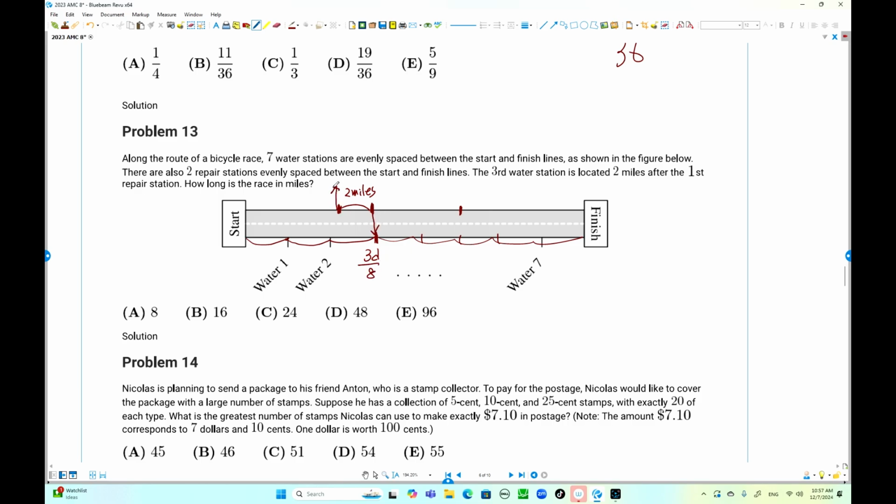What about this one? 130, right? The difference is 2 miles. So 3d over 8 minus 1/3 of d. Quickly, right? Find this one. 24 is 9d minus 8d, multiplying both sides. That is equal to what? d over 24, right? That is equal to 2 miles. So d equals 48 is the answer, right? 24 times 2 equals 48.